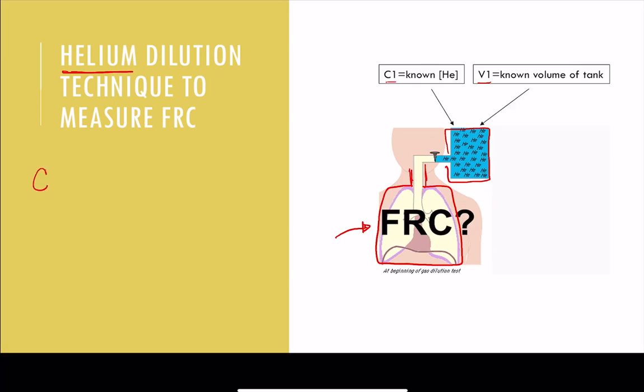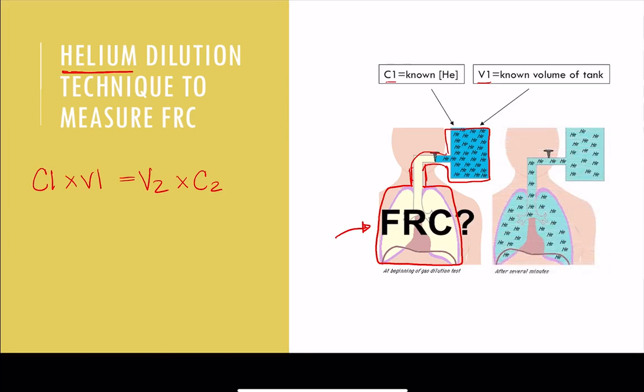In other words, if we know concentration 1 and we know volume 1, if we opened these two sections up together and let the person breathe, kind of connected the red lines, made this all one tank, that would be a new volume, and we'd have a new concentration because the helium would disperse among the lung and wouldn't get absorbed in the blood. Kind of looking like this.